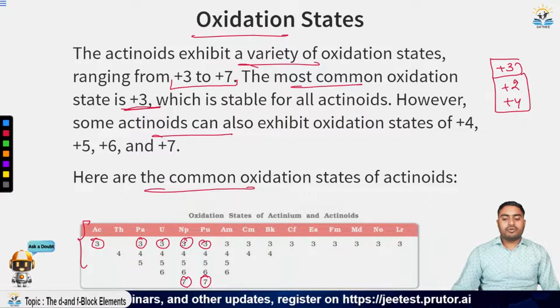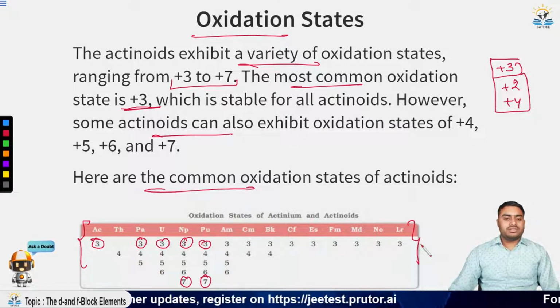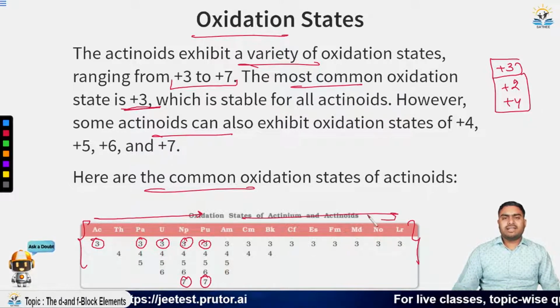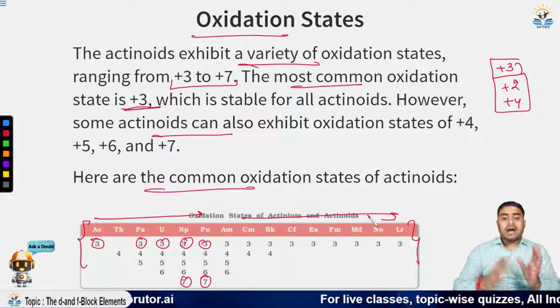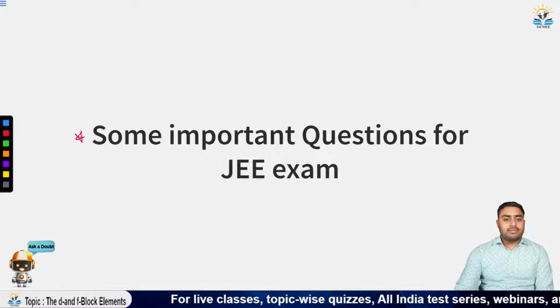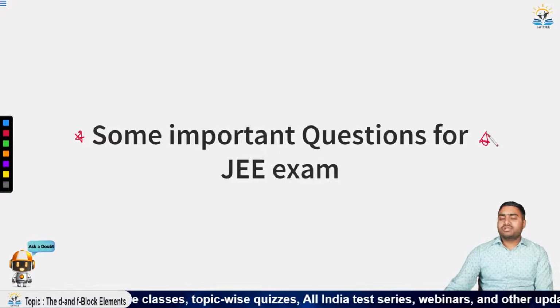You can see from here to here. I hope this is clear. So you can see first the oxidation state increases, then it will start decreasing, but you have to remember the oxidation states of actinoids as well. Now let's discuss some important questions for JEE exams.